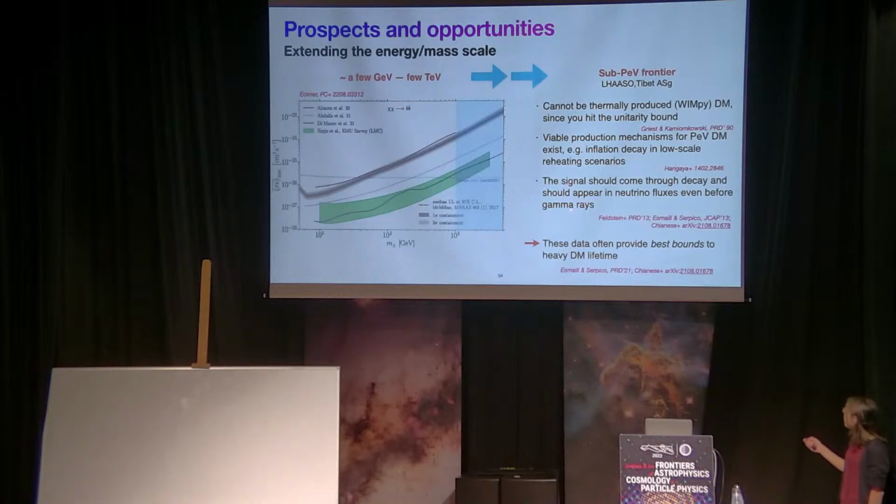The signal that appears in gamma rays and neutrinos can be constrained by current water Cherenkov instruments like LHAASO and Tibet AS-gamma, and also with IceCube. And actually, indirect detection through high energy photons and neutrinos are currently the best probes of the heavy dark matter lifetime.